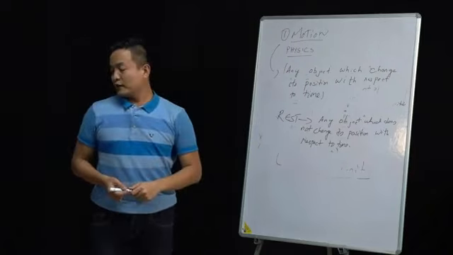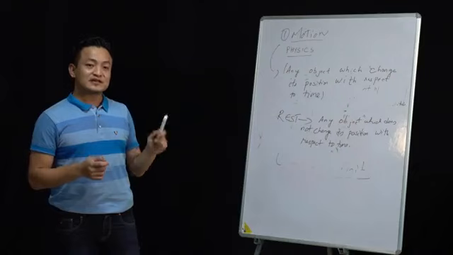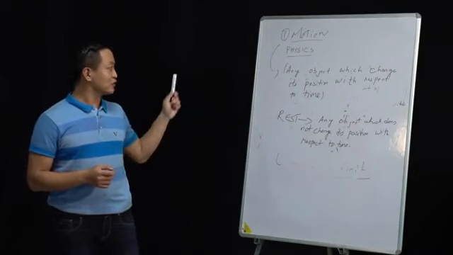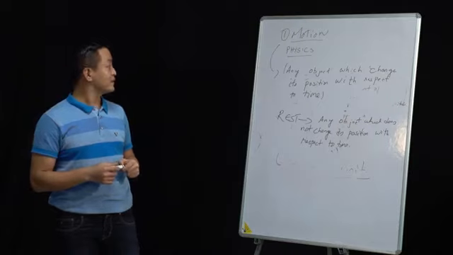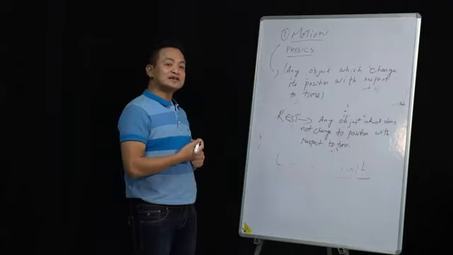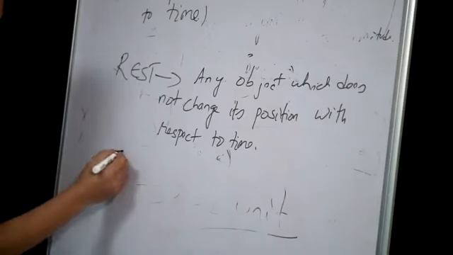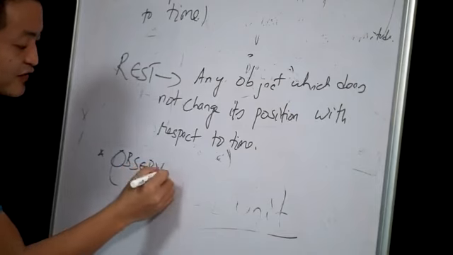Clear? So now the definition for motion and rest is clear. I'm sure you are all clear with the definition. It's very easy and a practical example I've given. So now the next important point is observation.